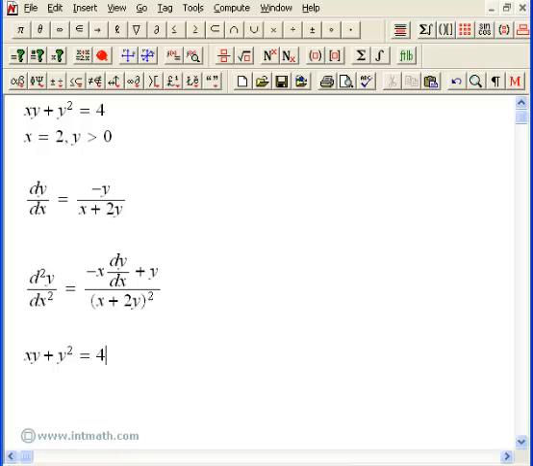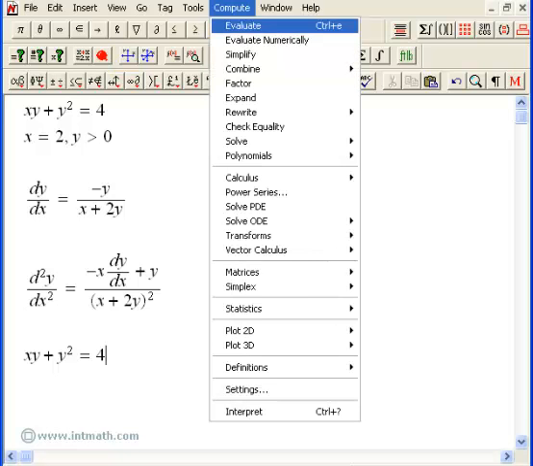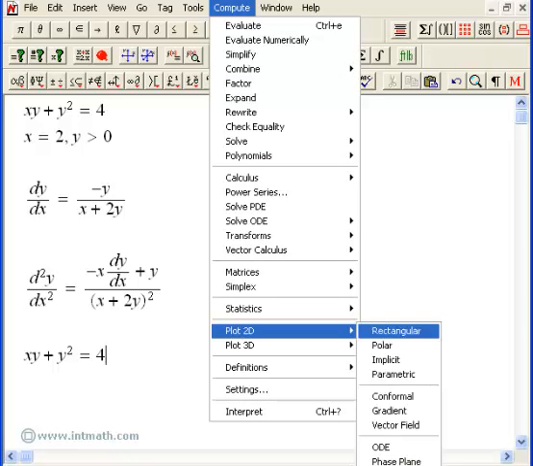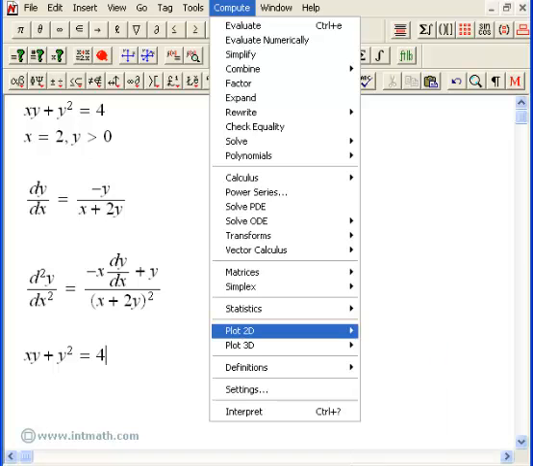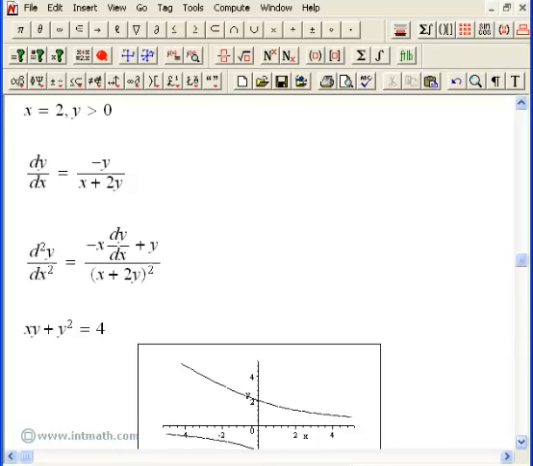But if I graph it using this tool, it's not going to work because we don't have an explicit expression for y in terms of x. So what I need to do is go to Compute, Plot 2D and Implicit. And what it does is it graphs it for me.